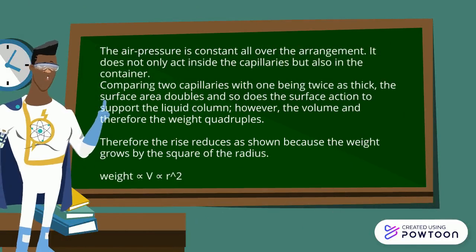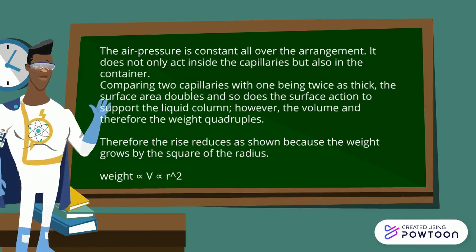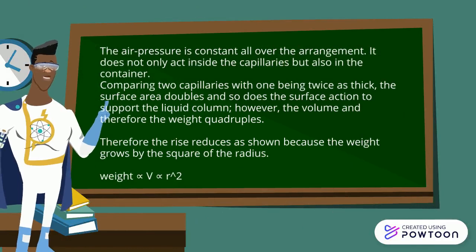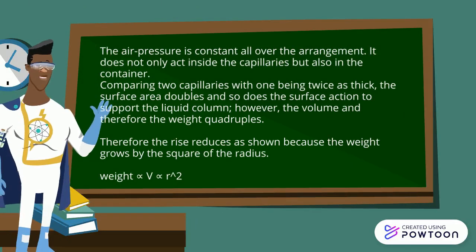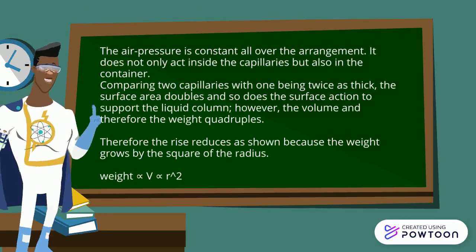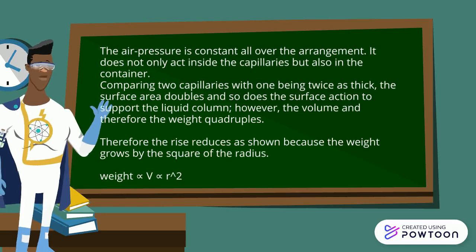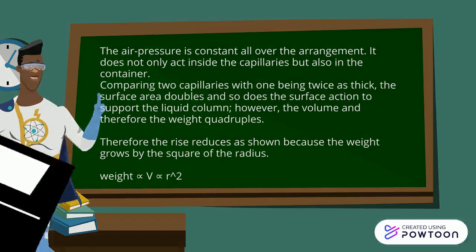Comparing two capillaries with one being twice as thick, the surface area doubles, and so does the surface action to support the liquid column. However, the volume and therefore the weight quadruples. Therefore, the rise reduces as shown because the weight grows by the square of radius.